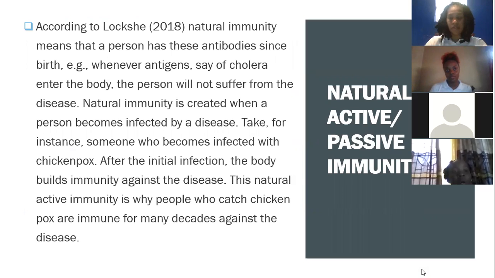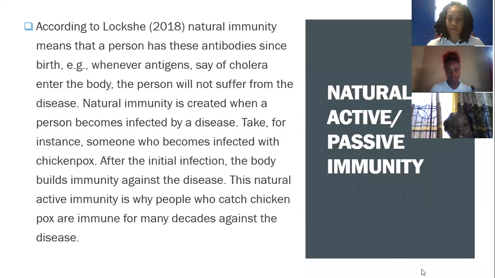So, according to Lakshmi, natural immunity means that a person has these antibodies since birth. For example, whenever an antigen such as cholera enters the body, the person will not suffer from the disease. Natural immunity is created when a person becomes infected by a disease. Take, for instance, someone who becomes infected with chickenpox. After the initial infection, the body builds immunity against the disease. This natural active immunity is why people who catch chickenpox are immune for many decades against the disease.